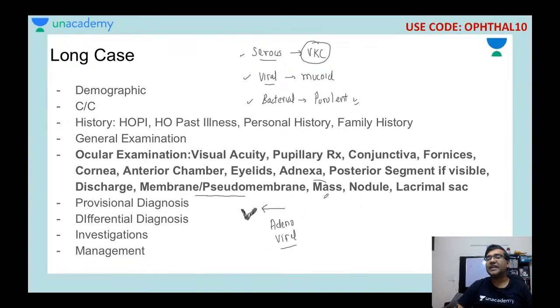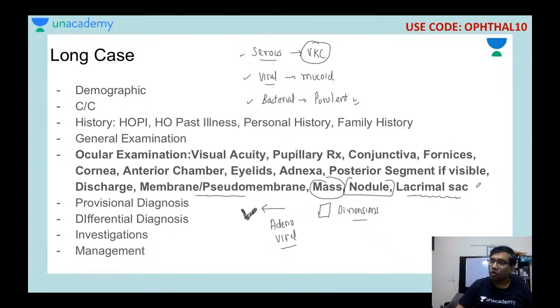Then you have to see any mass. Any mass, as I told you, can be an ocular surface squamous neoplasia. You have to tell the dimensions of the mass also. Okay, you have to tell the dimensions and the extent of the mass: how big it is, where it is, and why it is there. If there is a nodule, let's say there is a pinguecula infection, that also you have to see.